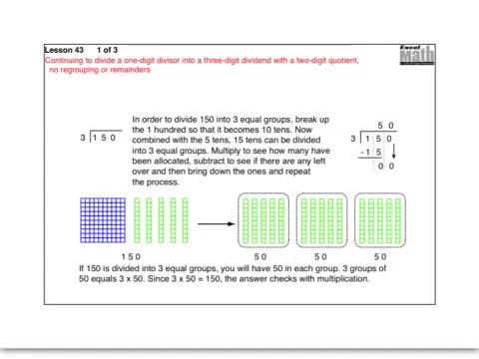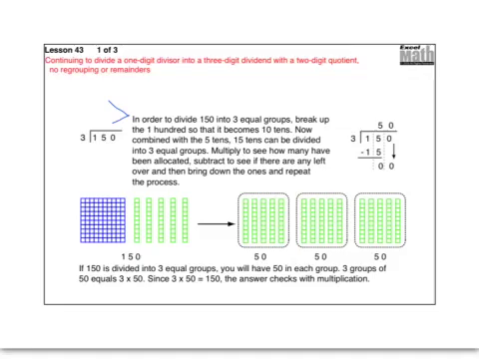But anyway, here we go with our lesson. Starting to read right here. In order to divide 150 into three equal groups, break up the 100 so that it becomes 10 tens. You see, 100 is the same thing as 10 tens, right? 1 ten, 2 tens, that's 20, 3 tens is 30, so on. You get up to 9 tens, that's 90, and so 10 tens is 100. So you're going to break that 100 up into 10 tens. Now combined with the 5 tens, 15 tens can be divided into three equal groups.